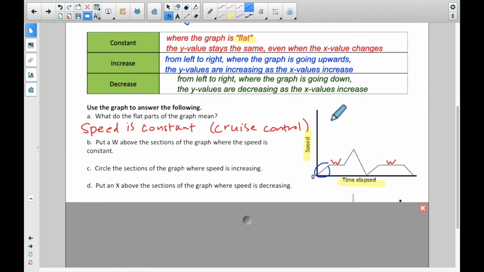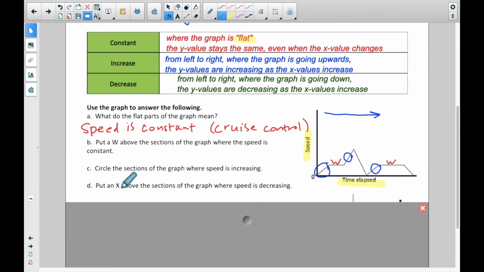So when I read my graph, I read it from left to right, just like I read sentences from left to right. And so here it's increasing, and here it is increasing, and here it is increasing. Those are all increasing portions. And that just means they're getting faster.